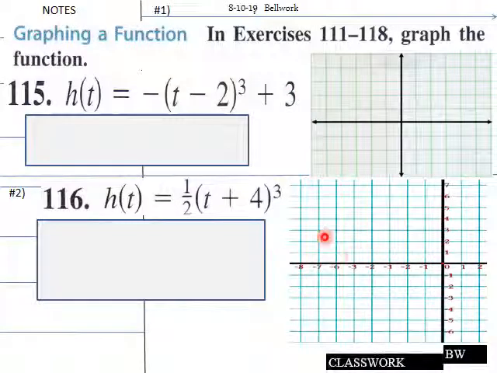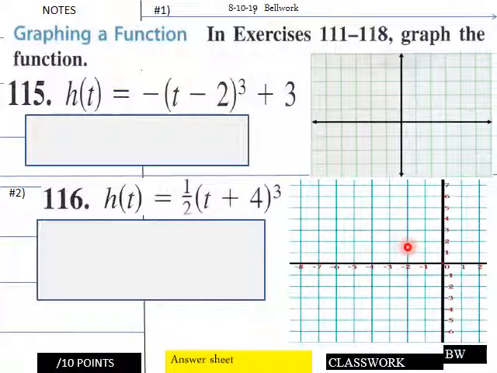Teachers and students will start today with today's bell work. Graph these functions, students. Graph these functions on this grid here for 115. Then for 116, here's your grid for your graph. Teachers, give your students about 5 minutes. See you in 5 minutes.